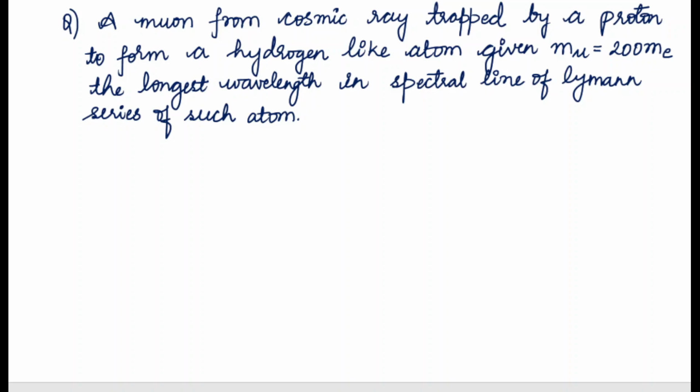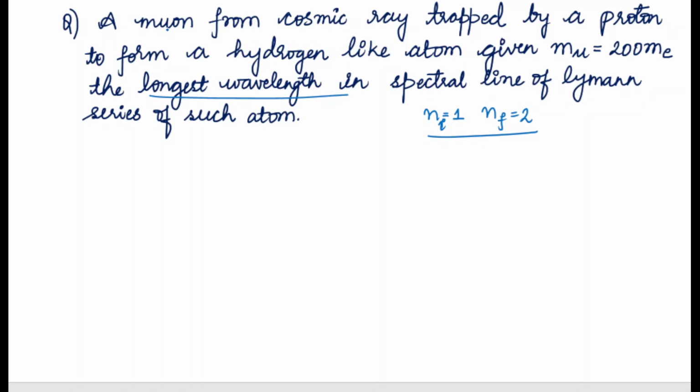We have in this question a muon from cosmic rays trapped by a proton to form a hydrogen-like atom, given the mass of a muon to be equal to 200 times the mass of an electron, find the longest wavelength in the spectral line of Lyman series. Now here the point is longest wavelength. The longest wavelength occurs when n initial is equal to 1 and n final is equal to 2, then only we will get the longest wavelength in the spectral line of the hydrogen series.